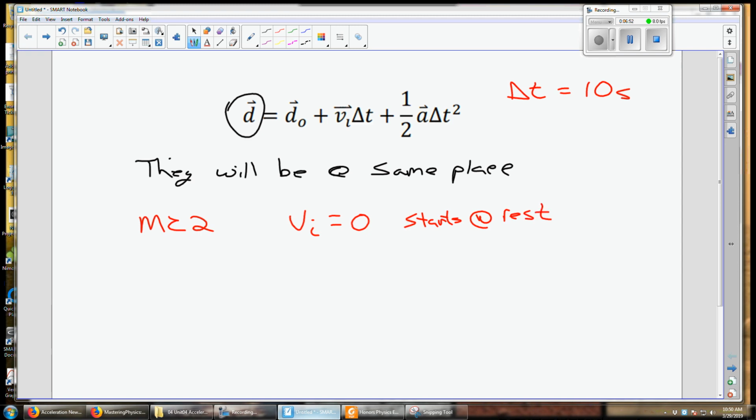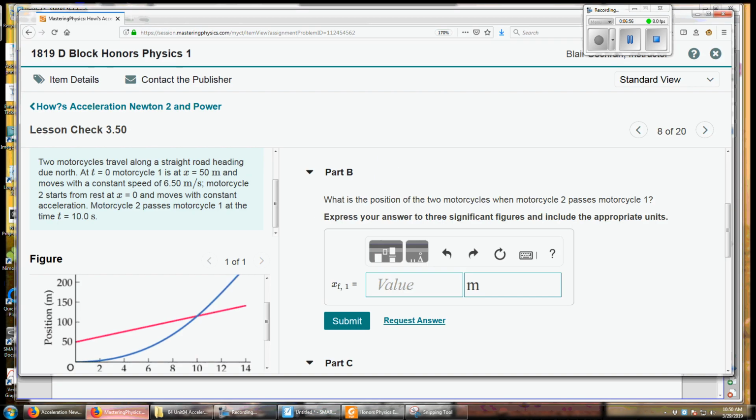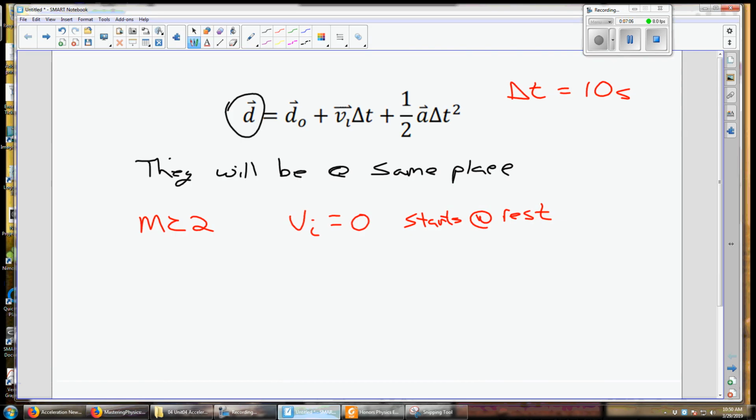I know my time, it's 10 seconds. And it starts at a position of 0, that's at x equals 0. So in my equation, that position where I start is the D naught. So my D naught is 0.